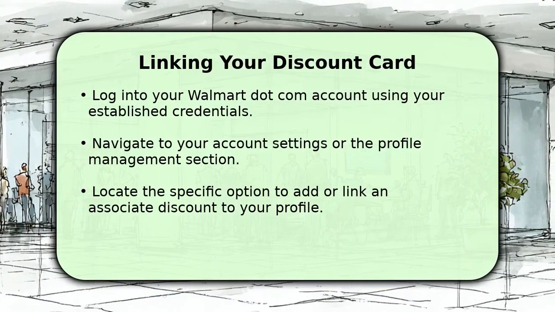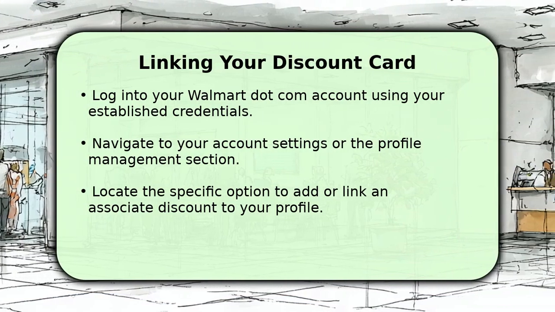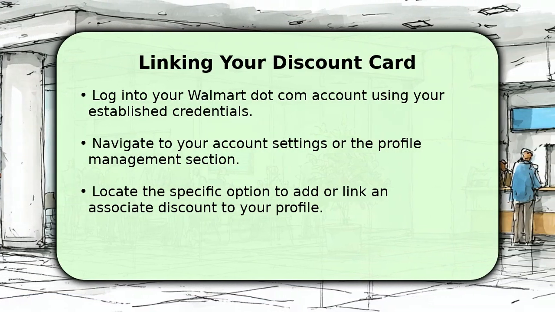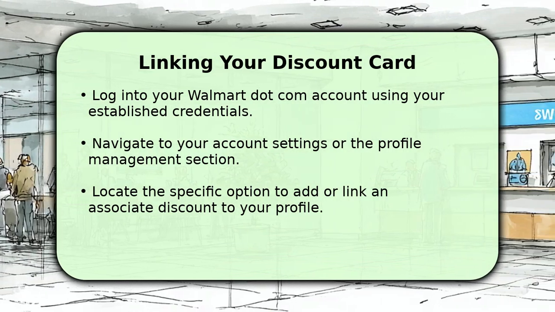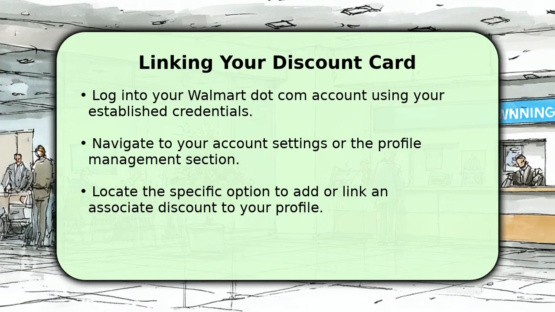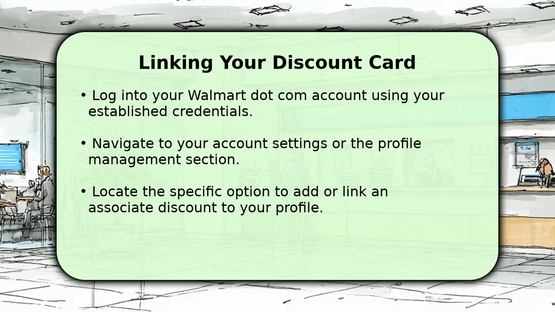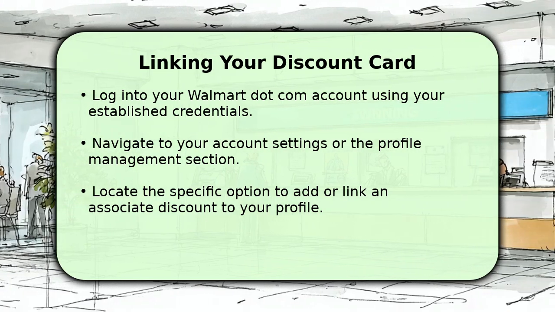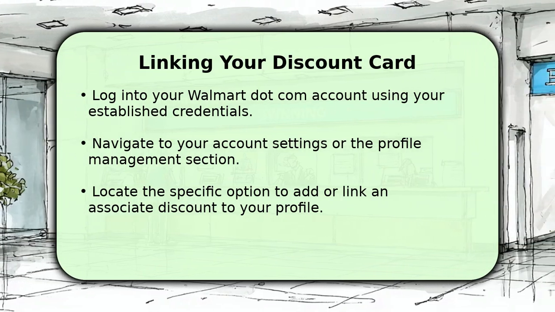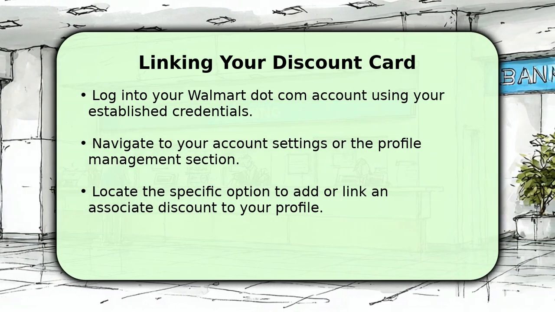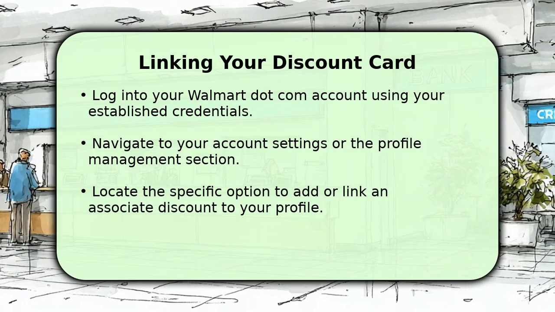Once logged into your Walmart.com account, your next step is to find the area for managing your profile. Look for sections labeled Account Settings or Personal Information. Within these areas, you will discover a clear option to link your associate discount. This is where you will input your unique associate identification number. Double-check all the digits to ensure accuracy before saving your changes, as any error could prevent the discount from applying correctly. This critical step securely connects your employment benefits to your online shopping experience.